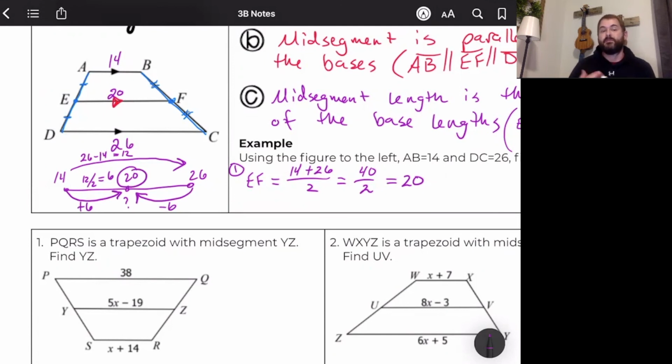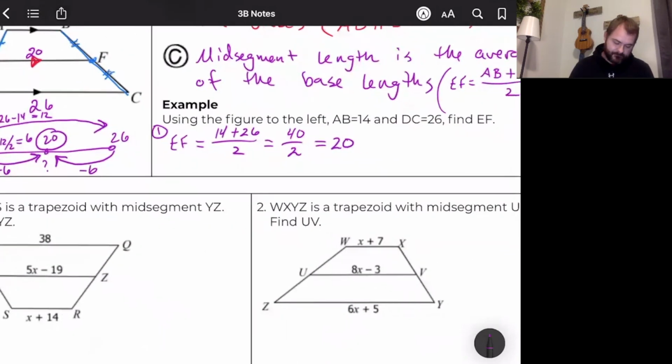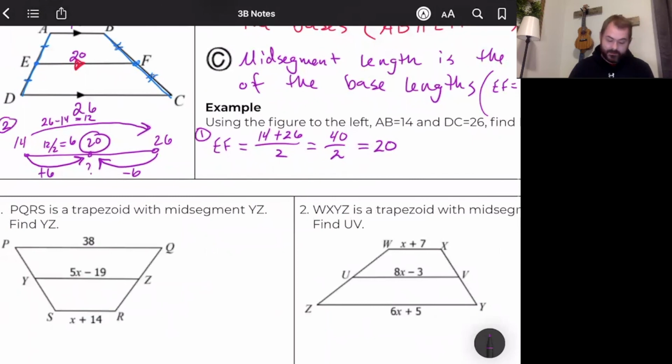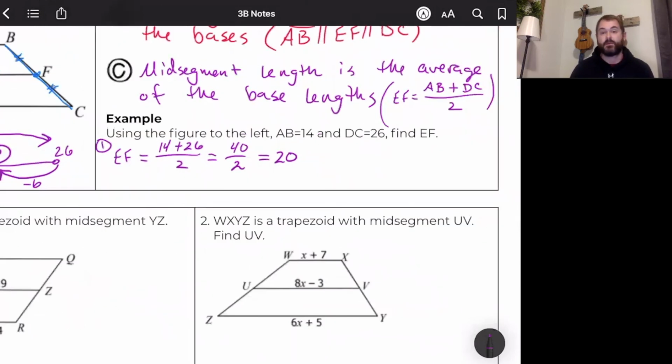Now that might be more confusing, but that's actually going to be very helpful on certain problems where I might give you the mid segment and one other base length, and you have to find the third base or the second base. Okay, so that's the second method for finding that. Either way, we get the length of EF is 20.